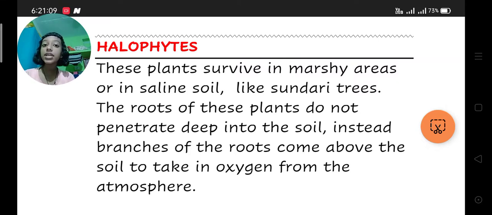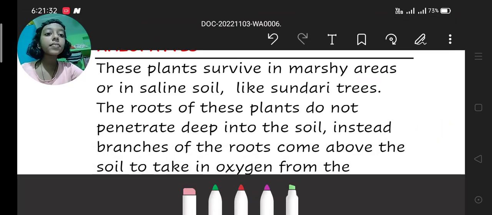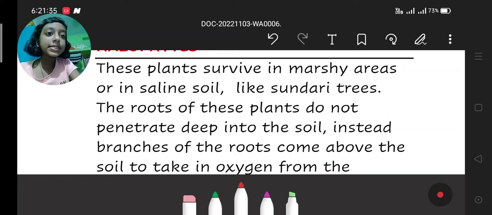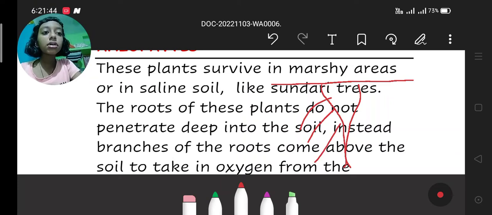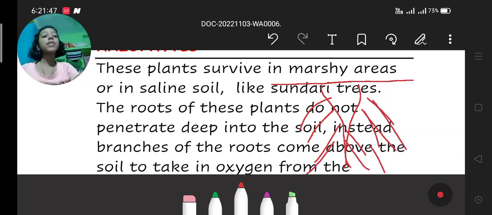Now, for example, Sundari trees. The roots of this plant, branches of the root means. Now, mostly the trees that grow in the marsh area have tap roots. Yes or no? Yes. Now, let me draw the diagram here. This is the land. This is the main root. The tap root is the first main root. Now the roots that come from it, what are these? These are lateral roots.